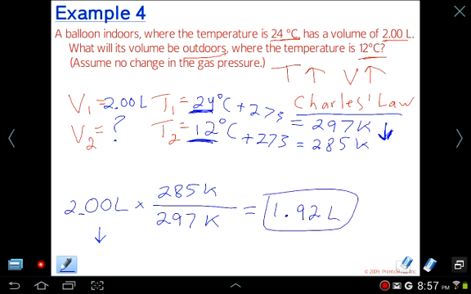So notice the liters did go down as predicted, but not by half. It went down by a little bit. Enough, probably, to be unnoticeable. A 2-liter balloon, you won't notice that it went down by that much. So this is, again, applying the same idea. Don't forget, your temperatures must be in Kelvin.